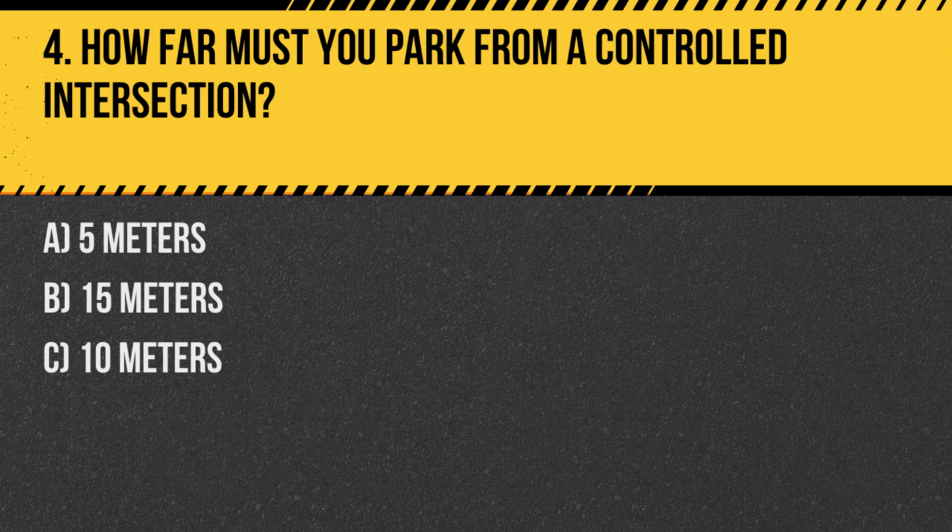Question 4. How far must you park from a controlled intersection? A. 5 meters. B. 15 meters. C. 10 meters. Answer. A. 5 meters. The law typically requires parking at least 5 meters from a controlled intersection to ensure visibility and safety for all road users.